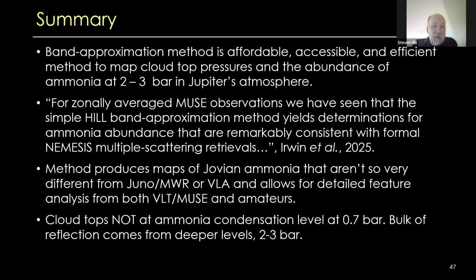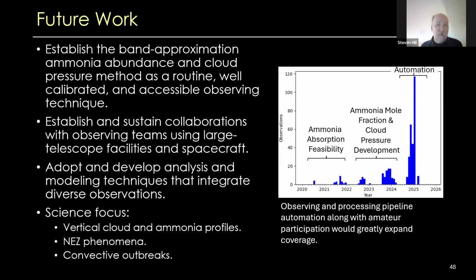The method produces maps of Jovian ammonia that aren't so different from Juno microwave or VLA data, and it allows for detailed feature analysis from both VLT, MUSE, and from amateurs. And finally, the cloud tops are not at the ammonia condensation level, generally speaking. The bulk of the reflection is coming from deeper levels at 2 to 3 bar.